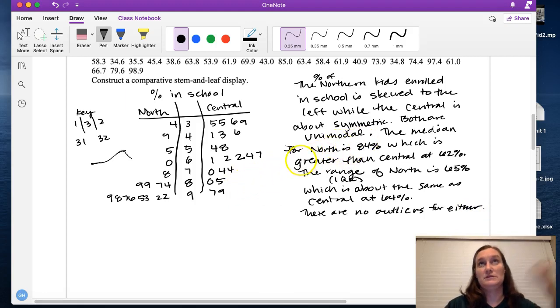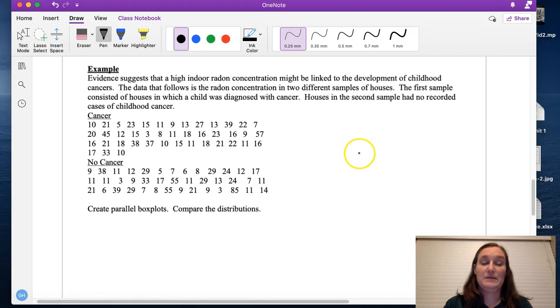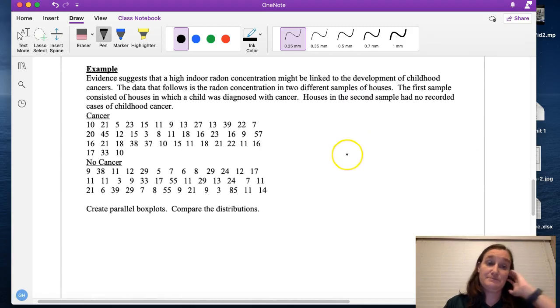So it's essentially the same as what we did in chapter 3. It's just you're using comparison words like equal or greater than or less than or something like that. So you want to make sure and have some comparison. The other part of this is the graphs.